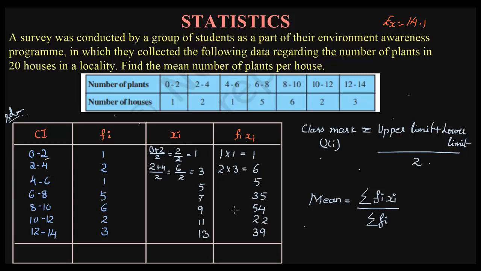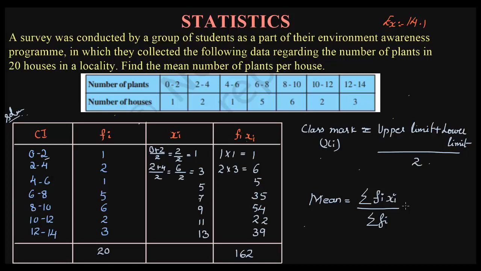So what we will do? We will add this column, and after adding this column you will be getting 162. And after adding this column, sorry, not this column, xi is not required, because in the formula you have fi, not xi. So we need to add this column, which is nothing but 20.